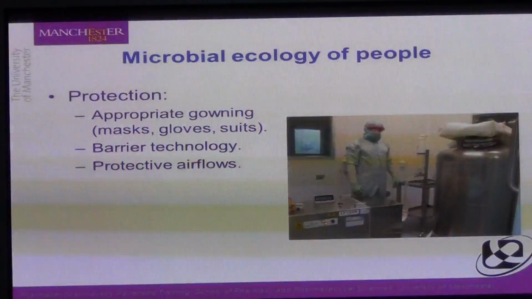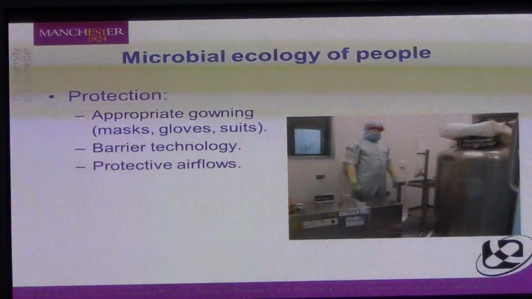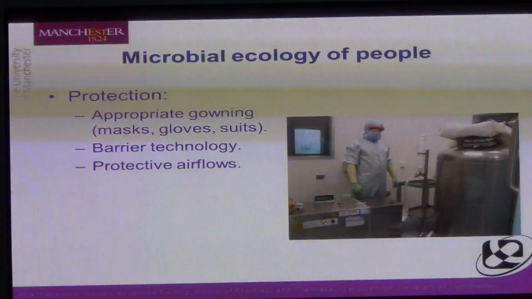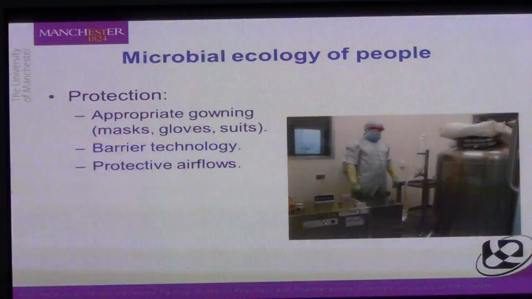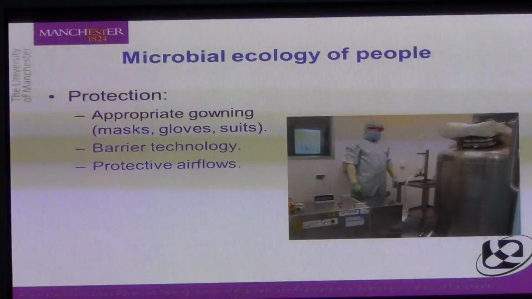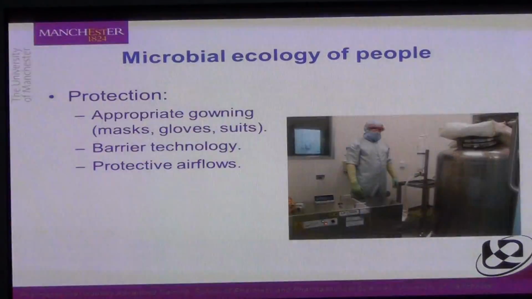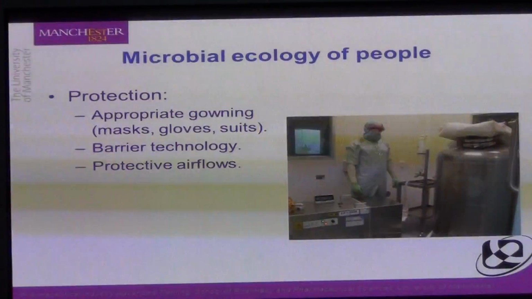Okay, so all these people are in the clean rooms with this rich diversity of different bacteria and fungi, but we can protect our clean rooms with appropriate gowning, masks, gloves and suits, through the use of protective airflows, the unidirectional airflow cabinet, and with barrier technology. So by using isolators or a step down from the isolator, the RABS system. RABS is restricted access barrier system, like an advanced glove port.